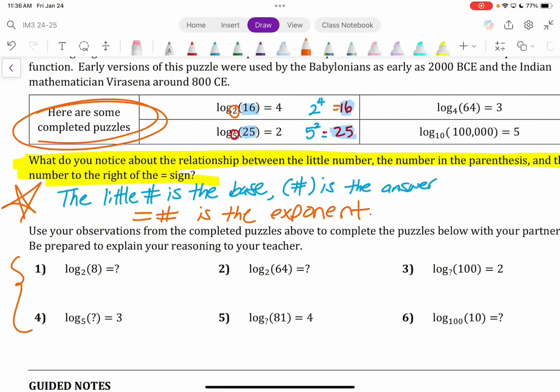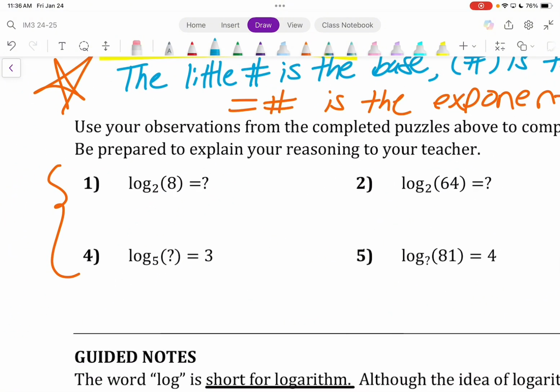Okay, so we left off looking at the fact that the little number is the base, the number in parentheses was the answer, and the number after the equal sign represents the exponent. So if we use that logic, what would the answer be for log base 2 of 8? 2 to the what power gives you 8? 3. So this first one is 3.